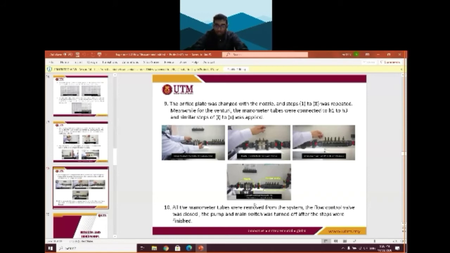Alright, so all the manometer tubes were removed from the system and the flow control valve was closed. The pump and main switch were turned off after the steps were finished. So basically after we've done everything, we close all the pumps and flow control valve and we turn off everything, and the experiment is over.